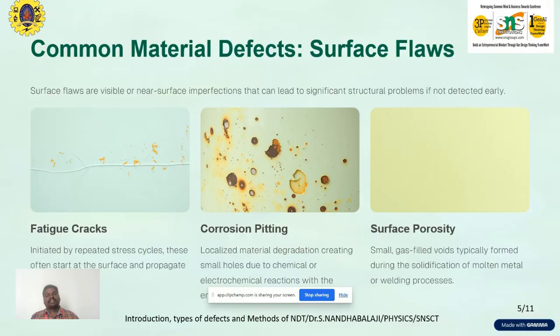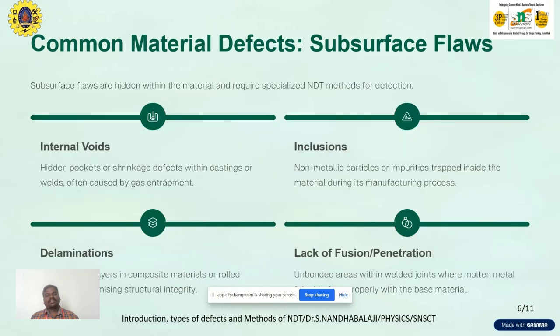In common material defects, subsurface flaws. Subsurface flaws are hidden within the material and require specialized NDT methods for detection. Internal voids: hidden pockets or shrinkage defects within castings or welds, often caused by gas entrapment. Inclusions: non-metallic particles or impurities trapped inside the material during its manufacturing process.